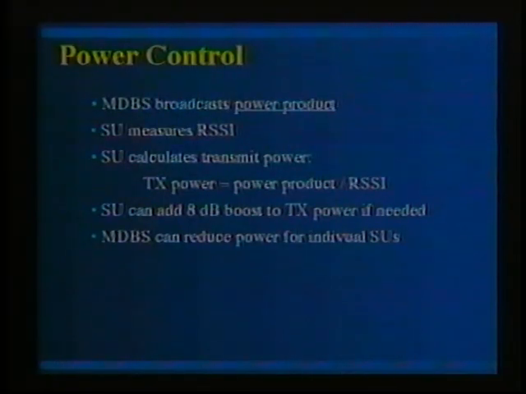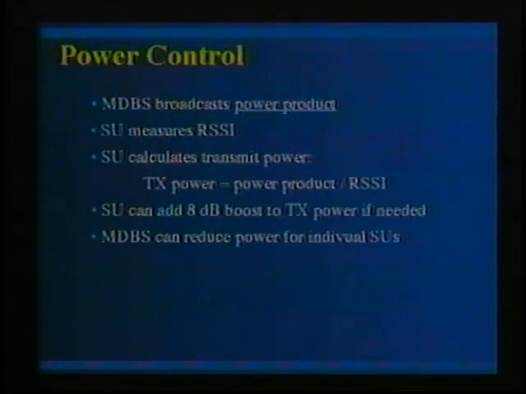Another aspect of the radio resource management is to ensure that we're maintaining proper power control in the system, that we aren't generating too much power to interfere with the voice or with other data users. This is based on a feedback loop, which is controlled by transmission of a quantity called the power product. The subscriber unit measures the received signal strength of the signal it's seeing from its controlling MDBS. It then calculates the transmitted power by dividing the value it has for the power product in that cell by the received signal strength, and then quantifies it to within the power steps that it has.